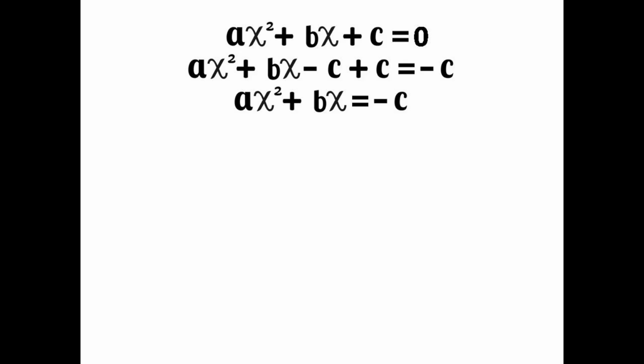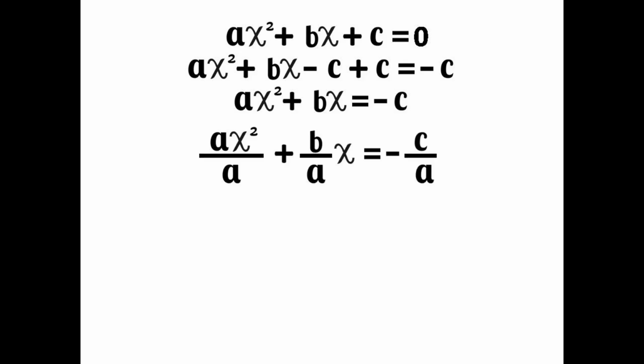So at this point we've eliminated the c out of the left hand side. Now we have to divide both sides by the coefficient of x squared, which is a. So we have ax squared over a plus b over a x equals minus c over a. A cancels a, and the new equation is x squared plus b over a x equals minus c over a.